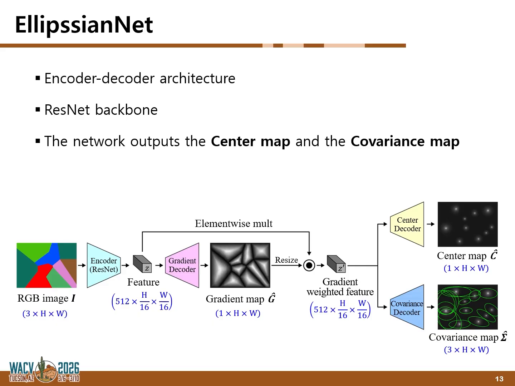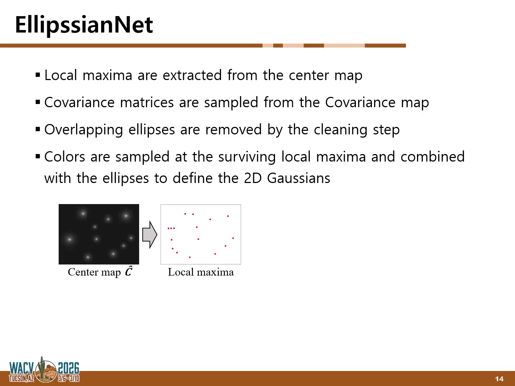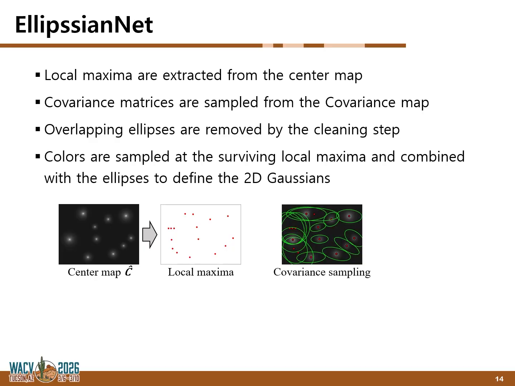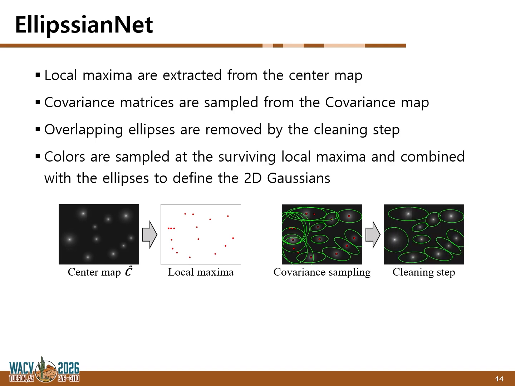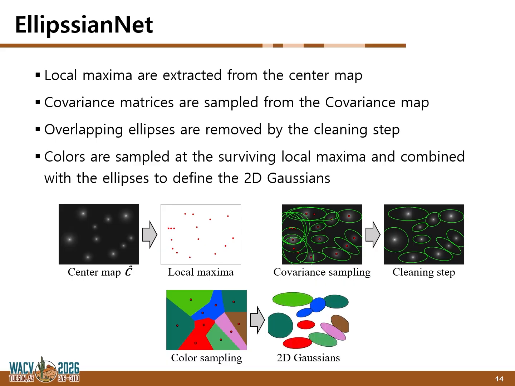EllipssianNet follows an encoder-decoder scheme. A ResNet backbone extracts features which are decoded to produce the gradient map. This auxiliary output is used to predict the final outputs, the center map and covariance map. Local maxima are extracted from the center map, and the corresponding covariance matrices are sampled from the covariance map. After removing overlapping ellipses, colors are sampled from the RGB image at the surviving local maxima, and combined with the ellipses to define the 2D Gaussians.